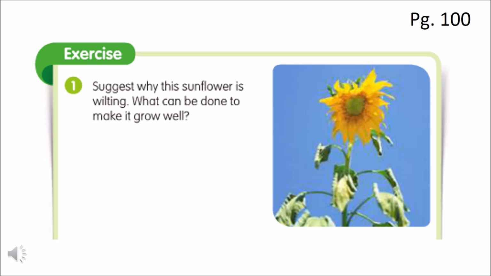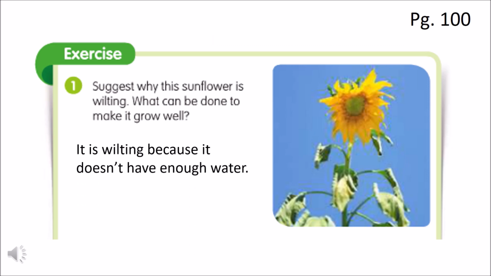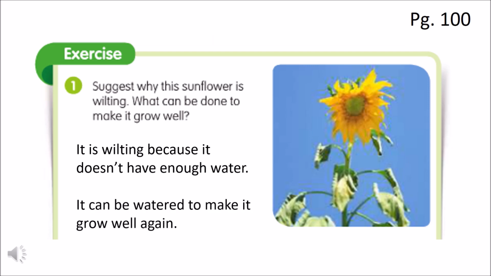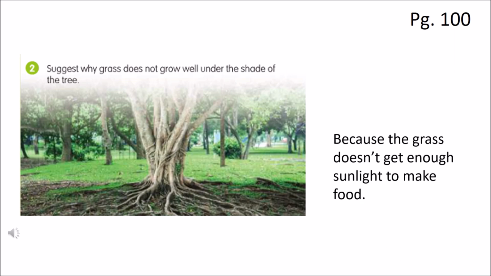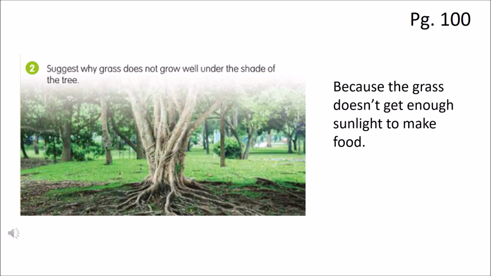Here are the answers. The sunflower is wilting because it doesn't have enough water. And the second part of the question, what can be done to make it grow well? It can be watered to make it grow well again. Exercise 2. Why does the grass not grow well? Because the grass doesn't get enough sunlight to make its own food. That's why it's not growing well.